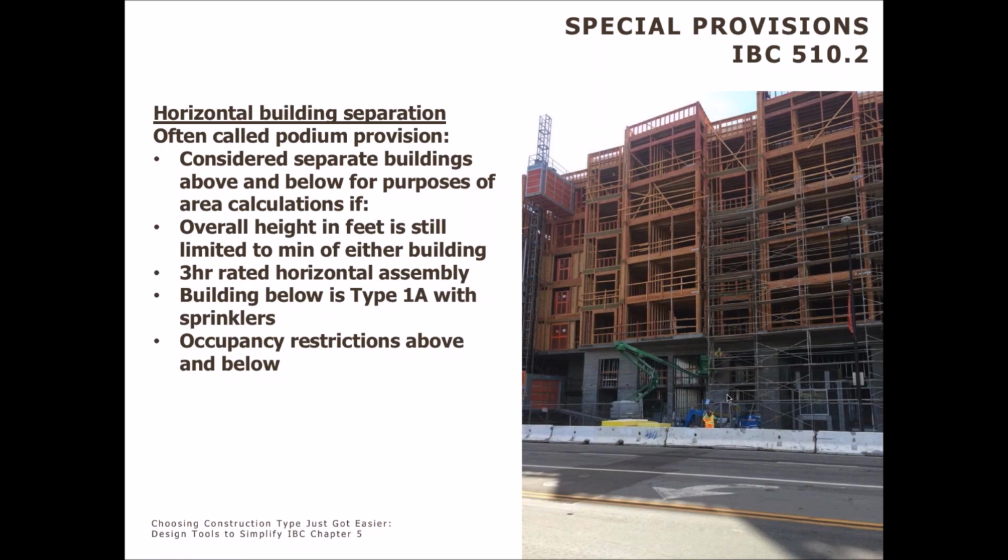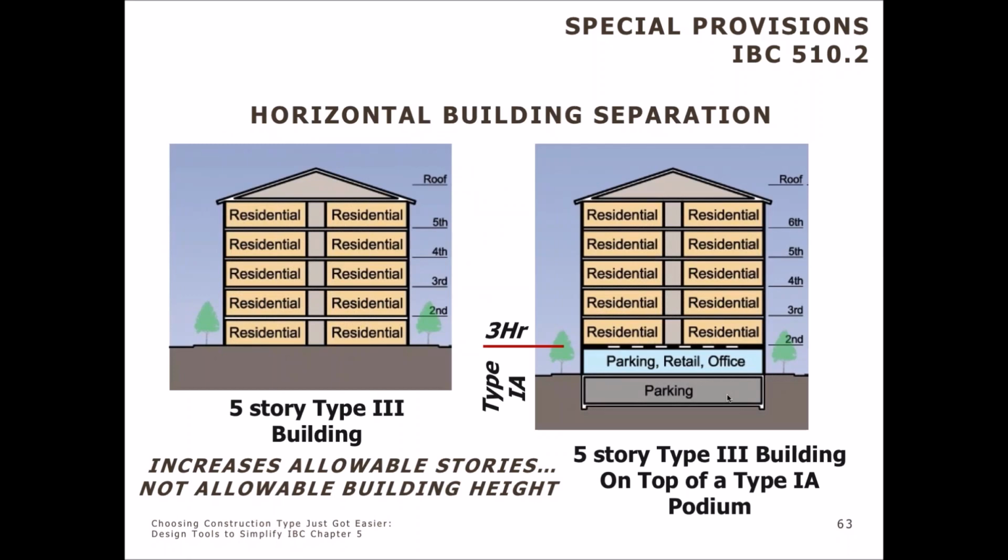But the benefit that you get with this section of the code is, like you see here on the left, if we were to do what the code allows for a 5-story type 3 wood frame group R2 or any type of group R1 or 2 occupancy, we go 5 stories from grade plane. Now, if we take into account this special provision from 510.2, we can first build, say, 1 or 2 stories of podium from grade, and then on top of that, still stack our 5-story building. So in essence, we've gone from a 5-story building to a 6 or 7-story building.